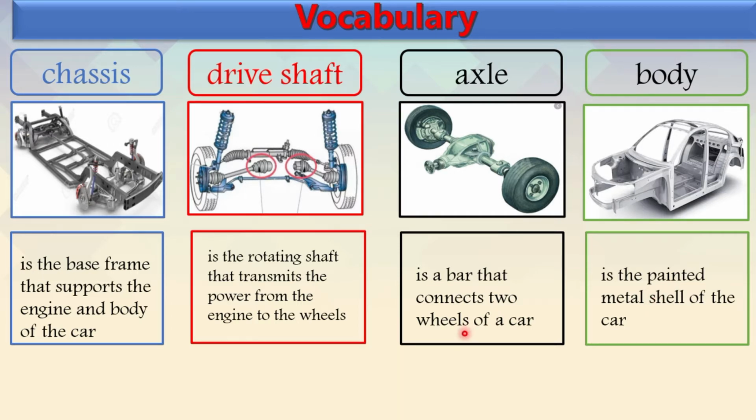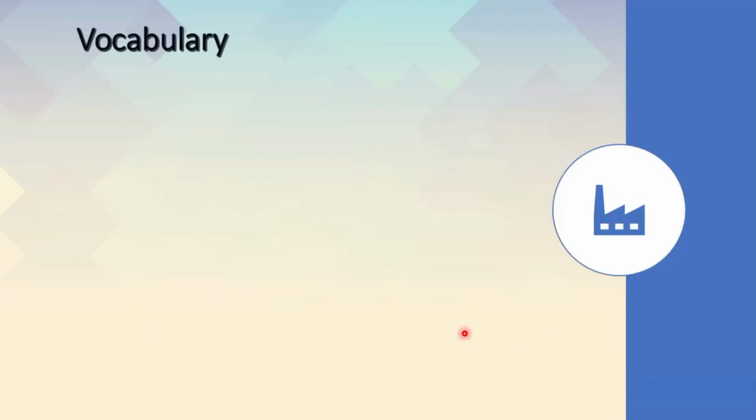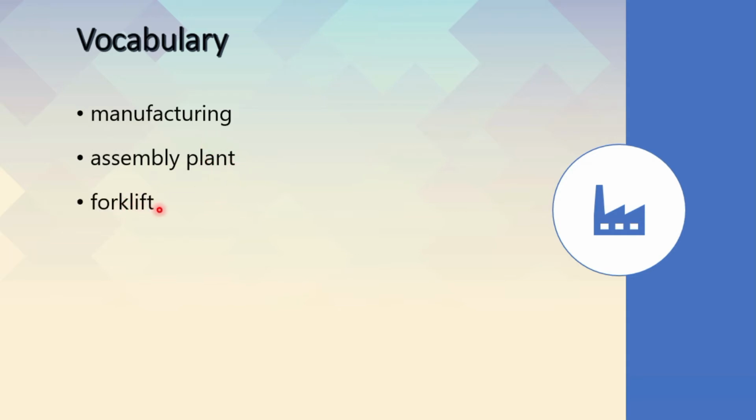Before we continue, let's look at some words we will come across in the lesson. We have manufacturing, assembly plant, forklift, simultaneously, weld, and conveyor belt. Now let's look at them one by one.